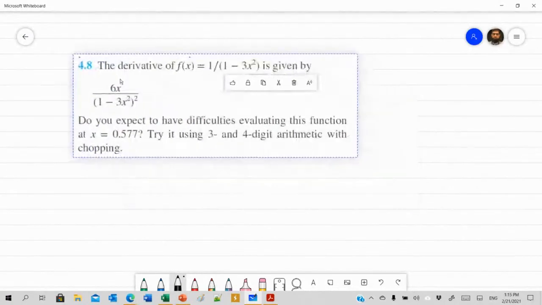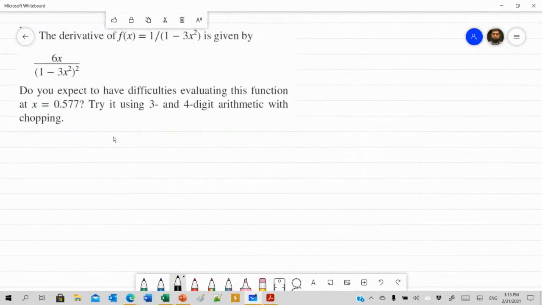The question says the derivative of the function 1 over 1 minus 3x square is given by 6x over (1 minus 3x square) the whole square. Do you expect to have difficulties evaluating this function at x equal to 0.577? And he says try using 3 and 4 digit arithmetic with chopping. Now chopping is what computers do.